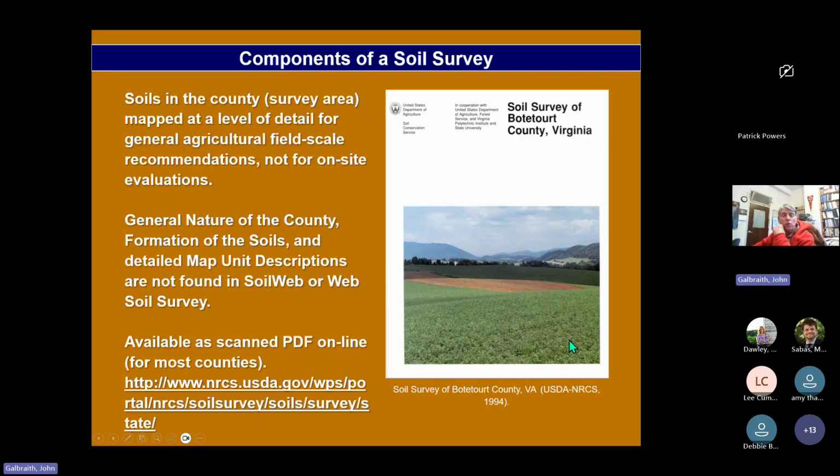This is what the published soil surveys used to look like before they all became digitized, and now they're all electronic, either PDF copy. All of the printed maps are now PDF copies, but the maps have all been digitized, and now they're all electronic as well, if you're using any type of GIS or geography-based software.